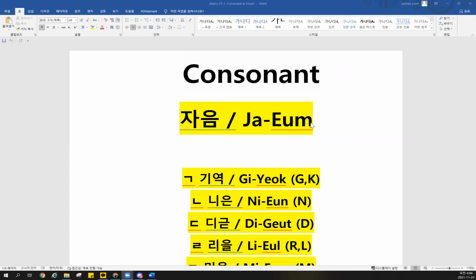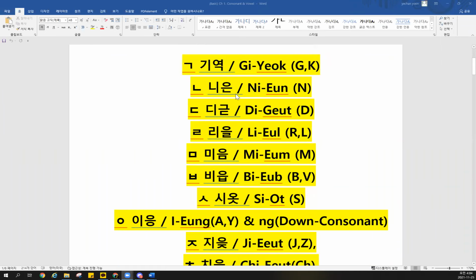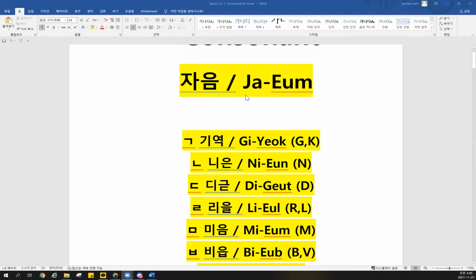So for the basic class, we're going to focus more on consonants and vowels and days of the week, since your vote showed the most highest topics were consonants and vowels and the days of the week. Okay, so for the consonant, how can you say 자음. 자음. All right, so we have these several consonants here. For the first one, how can you say 기역, 기역.